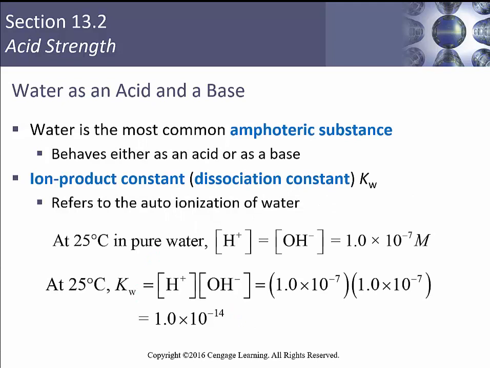Water is the most common amphoteric substance. Amphoteric means that it can behave as an acid or as a base. The ion product constant, or dissociation constant, or autoionization constant for water, that's that term Kw we saw before. It's when two water molecules get together and form H plus and OH minus. So in pure water, we'll have an H2O and another H2O, and they'll give us H3O plus and OH minus.